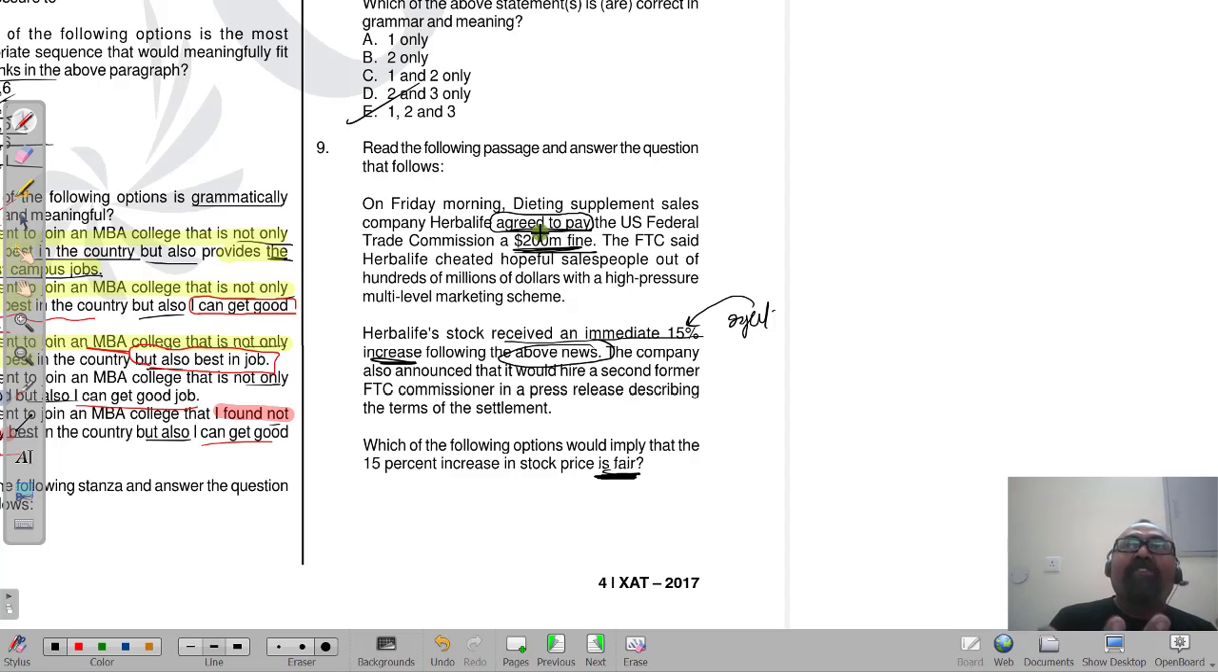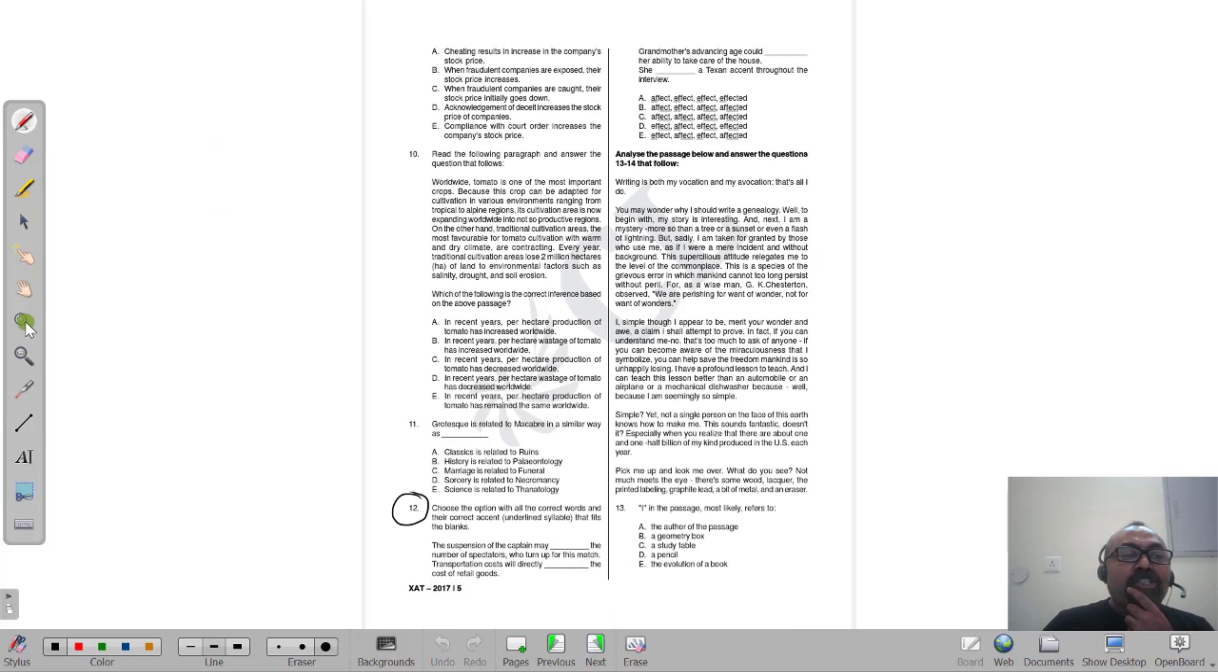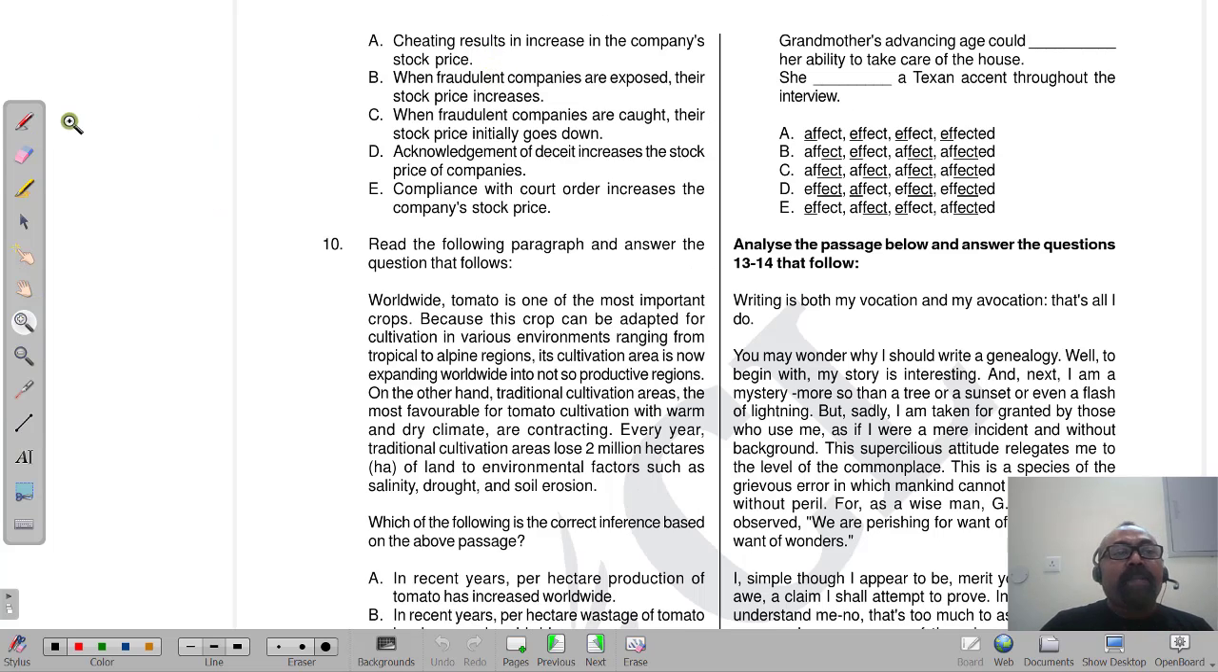The stock price is reacting that at least they accept the fault, which means probably in the future they will not do things like this. At least the company accepted something, so there's an increase. So that's what you want to see. That's the news, right? So you want to look at something that is fair. Let's look at the answer choices here, ladies and gentlemen.